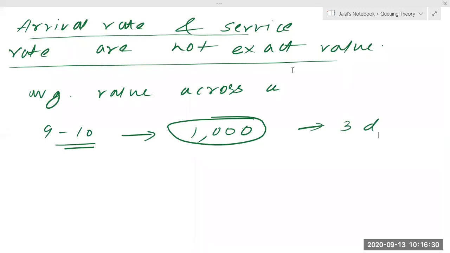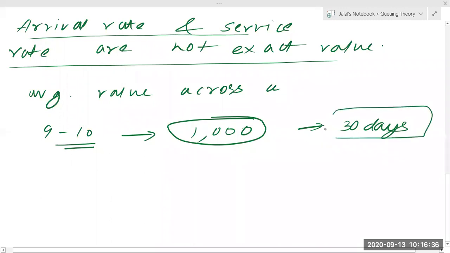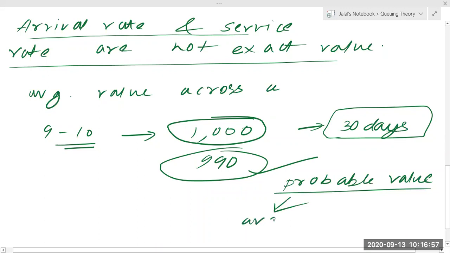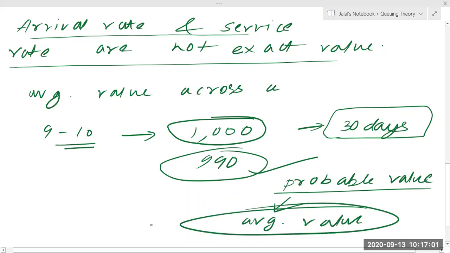If you want the exact value, you have to take an average for at least 30 days. I'm just giving you an example. If you take an average for 30 days and get around 990, this value will not be for per hour. This will be an average value, or you can even say a probable value. But rather than saying probable, it would be better to call it an average value.